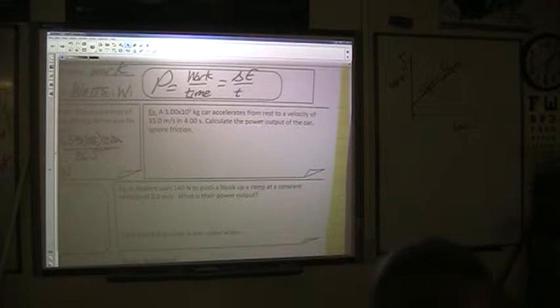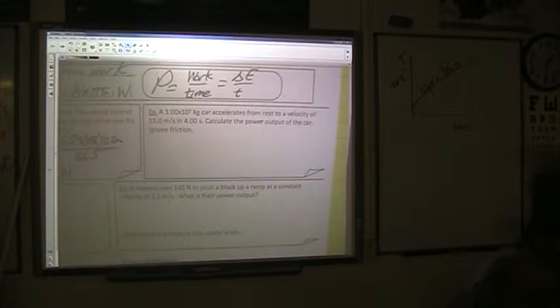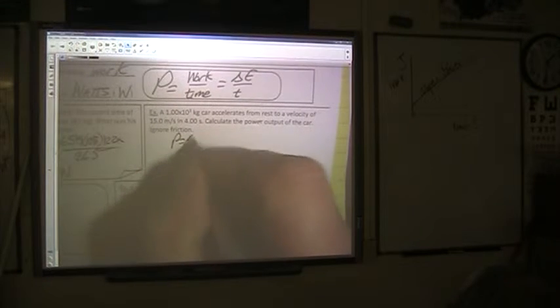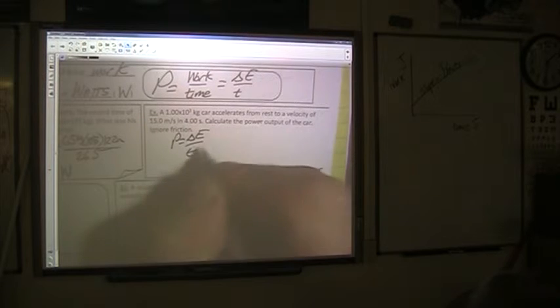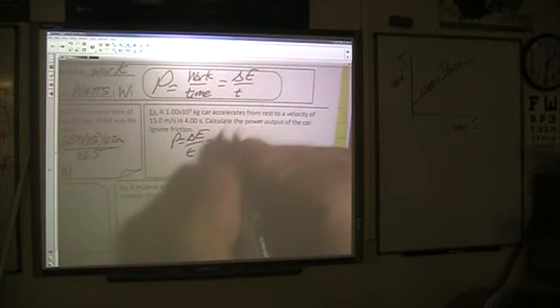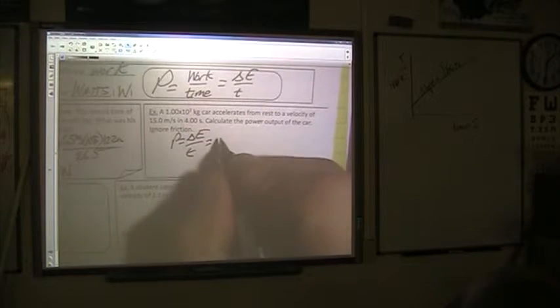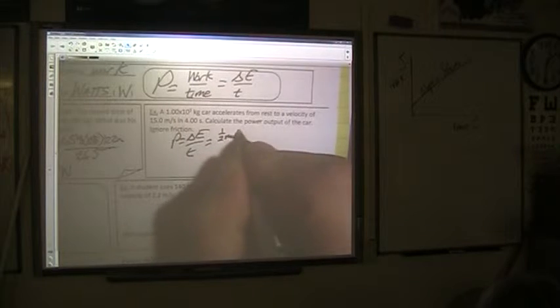Second one. A car accelerates from rest to a velocity of 15 meters per second in 4 seconds. Calculate the power output of the car. Same here. Power is a change in energy over time. His change in energy is going to be his kinetic energy, which is going to be 1/2 mv squared over time.